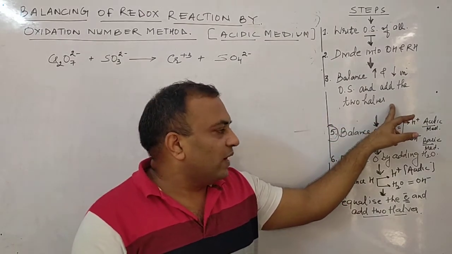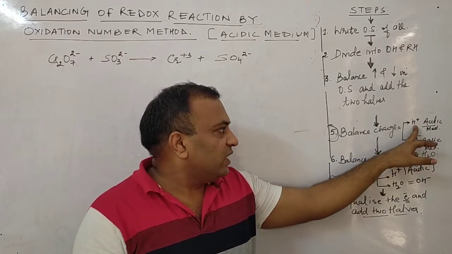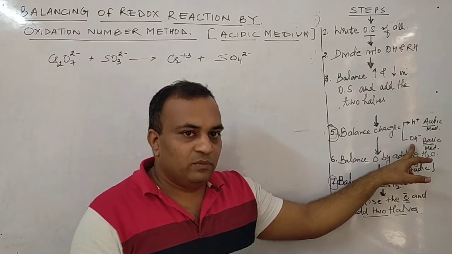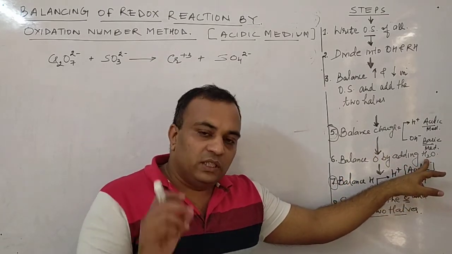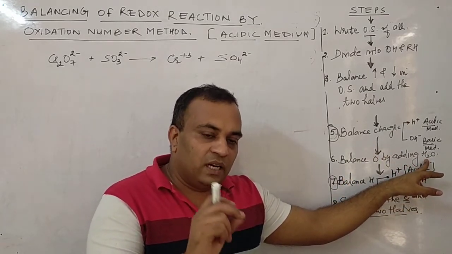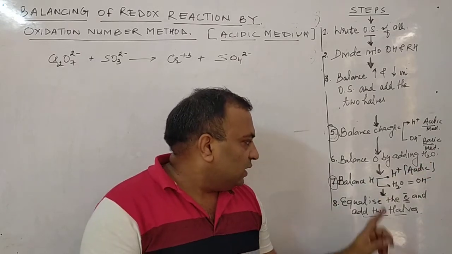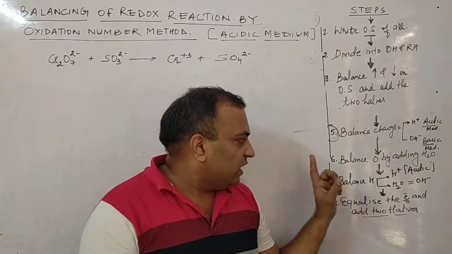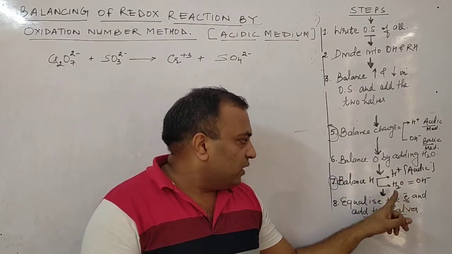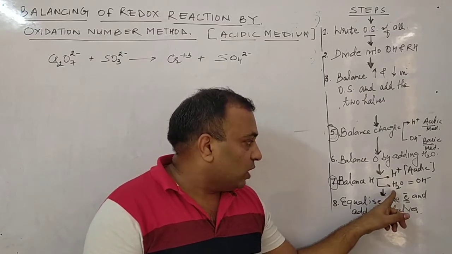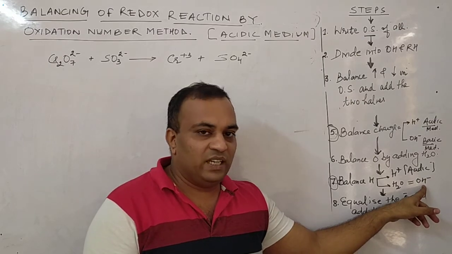After that आपको दोनों halves को add करना है. Then balance the charge. If acidic medium H positive, basic medium H negative. Then balance oxygen by adding water. जिस साइड में ऑक्सीजन कम है वहां पर you have to add same number of water molecules. Then balance hydrogen. Hydrogen के लिए remember if the medium is acidic add H positive ions. If the medium is basic then you have to add water molecules. And on the opposite side, you have to add same number of OH negative ions.